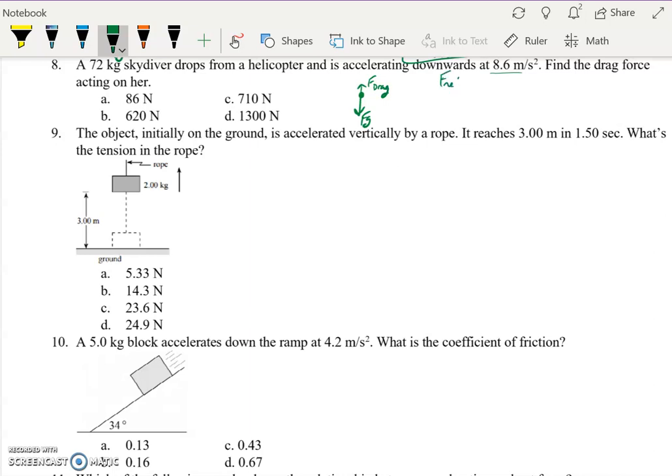So F net equals ma. Net force would be this drag force up minus mg. Mg for the skydiver is 705.6, equals her mass, 72, times a, which is 8.6 in the downward direction. She's accelerating downward, so that's negative 8.6. Solve for this drag force, and it's 86.4 newtons.